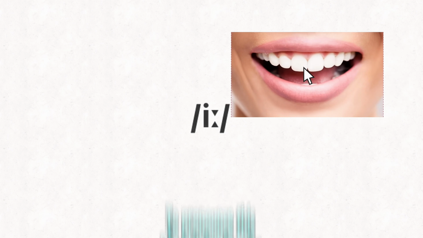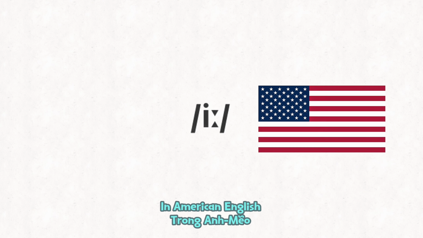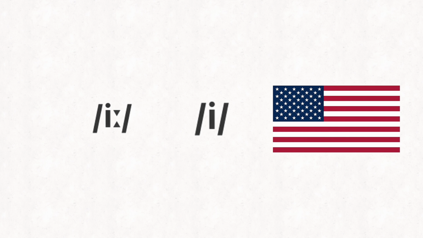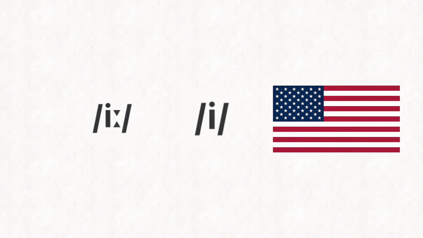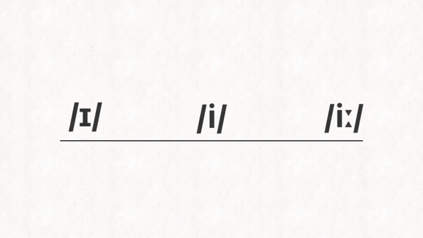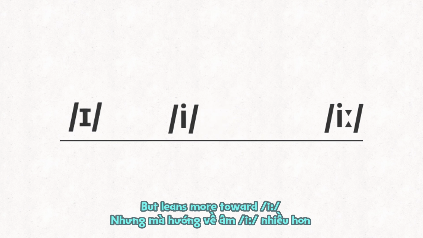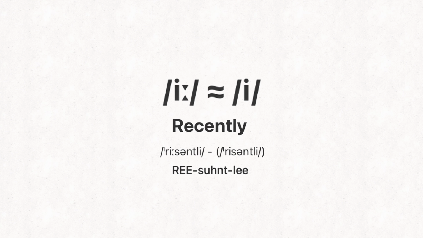Next is the sound E. To pronounce this, you need to stretch your mouth sideways. In American English, it's sometimes written like this, and pronounced a bit shorter. You can think of it as somewhere in between I and E, but leaning more toward E.